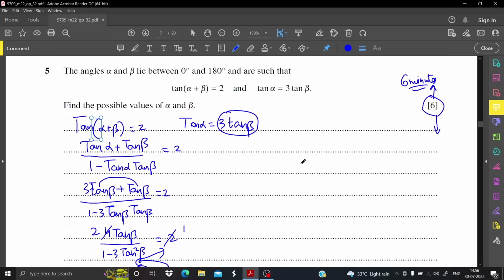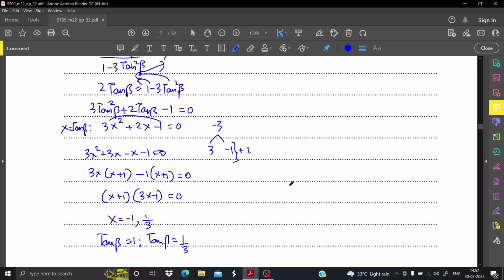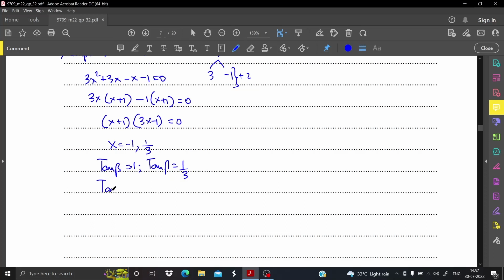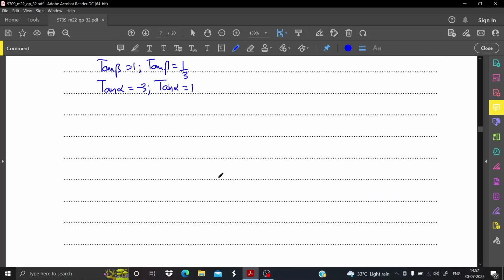Now, we already have tan beta. So we can easily calculate what tan alpha is. So tan alpha is 3 times tan beta. So it's minus 3, and tan alpha here is 1. So you can take each one separately and then work it out. So tan alpha is negative 3 and tan alpha is 1. Then you have tan beta is minus 1 and tan beta is 1 by 3.